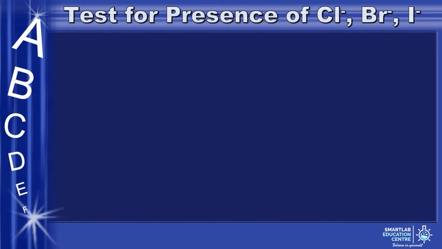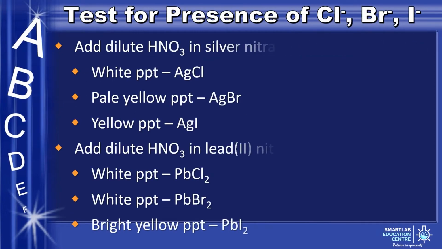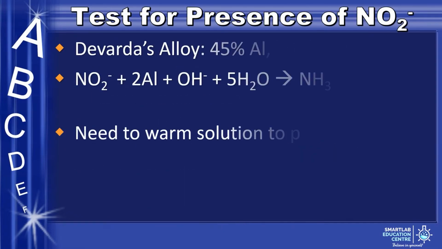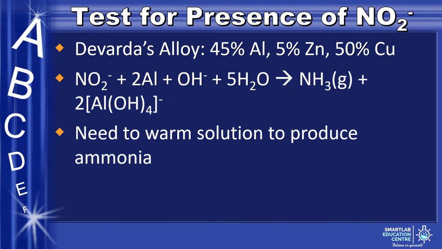To test for the presence of halides, we can add dilute nitric acid and lead or silver nitrate solutions, and it will produce the precipitates as stated. To test for the presence of nitrite, we add Devarda's alloy again and warm the solution, and if ammonia is produced, nitrite is present.